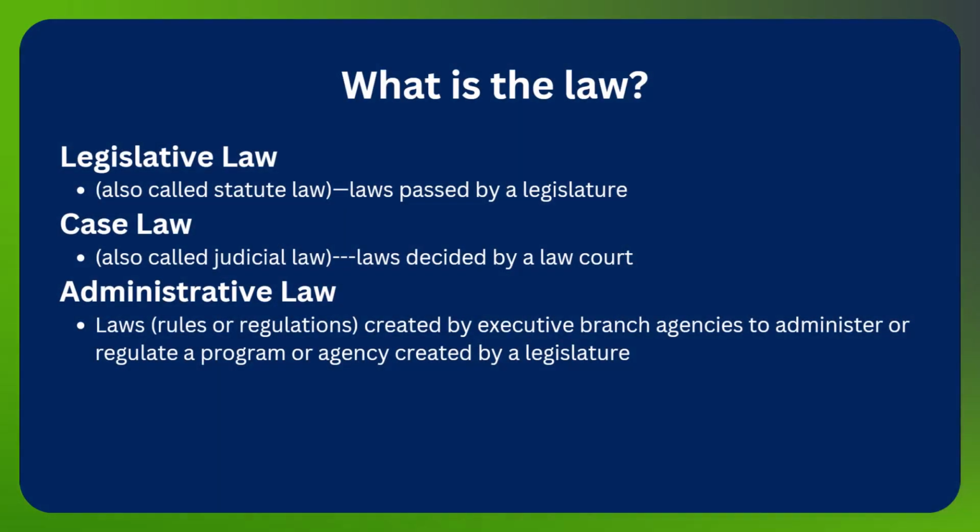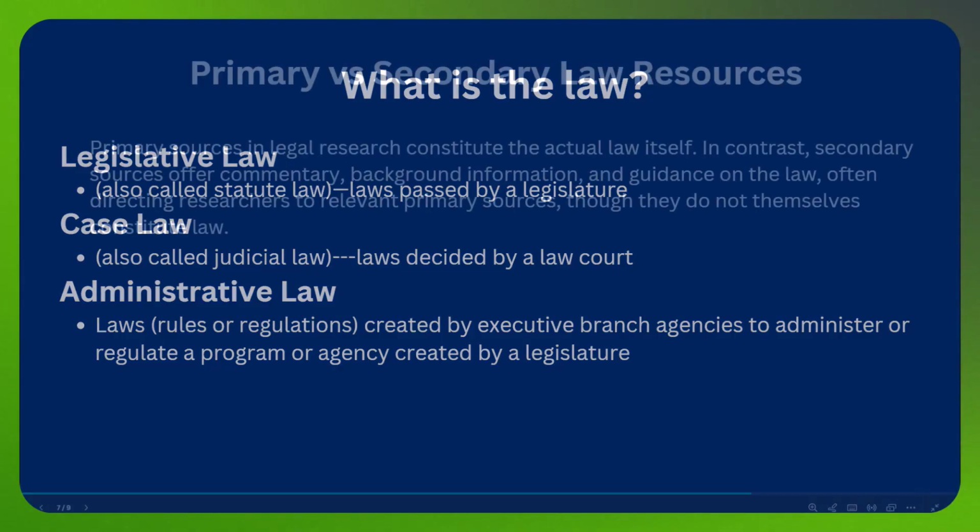Before I talk about what library resources the West Library has, I first want to discuss what the law is and the difference between primary and secondary sources of the law. What is the law? There's three main kinds of law. There's legislative law, case law, and administrative law.